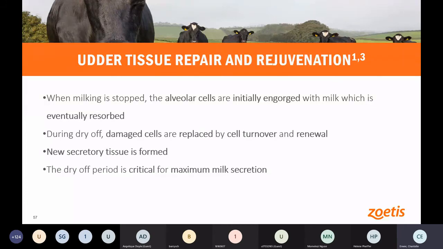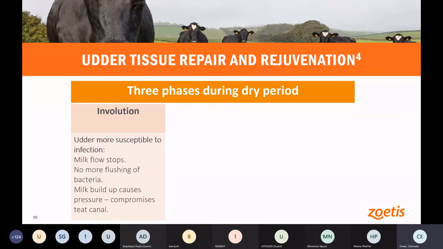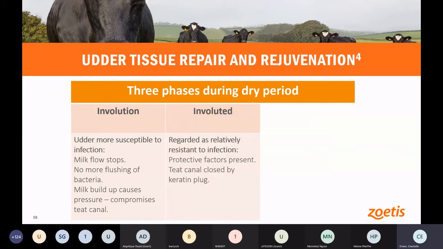Okay, so we have three phases. We have the first phase, the involution phase, and like I said earlier, the early dry period is quite a high risk period. Now we've said that milk flow stops abruptly, there's no more flushing of the bacteria out of the udder. And then obviously there's a pressure buildup, right? And that can compromise the teat canal. Then we have the involuted stage, and this is where they are generally regarded as resistant. So those protective factors that I mentioned previously are quite high during this period, and hopefully the teat canal is closed by that keratin plug.